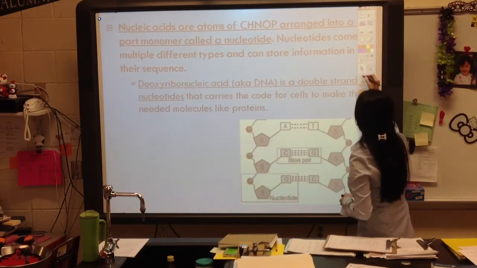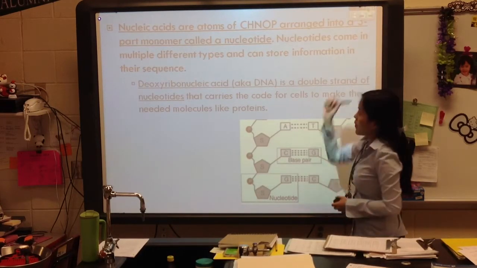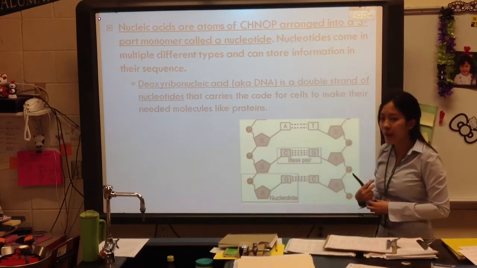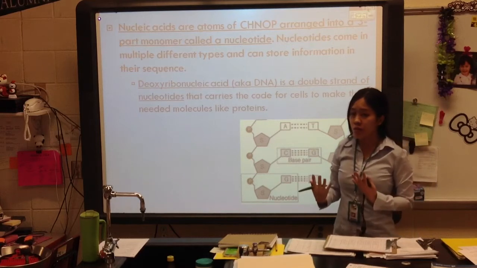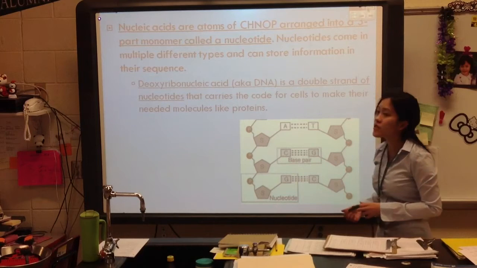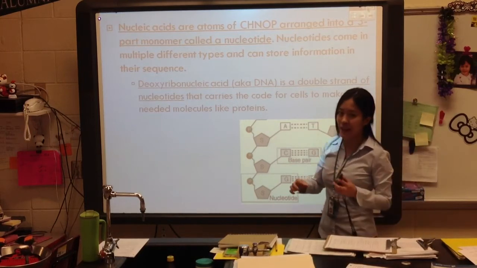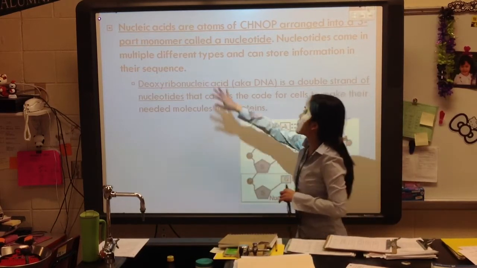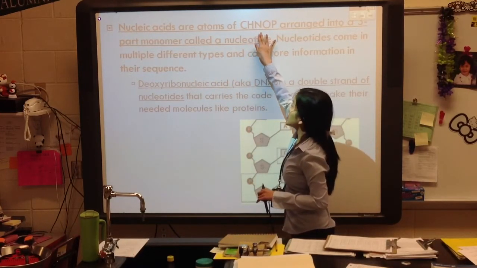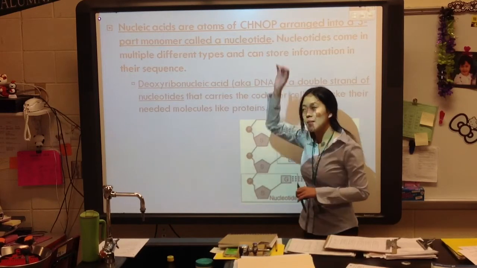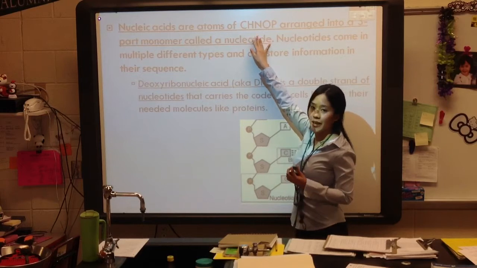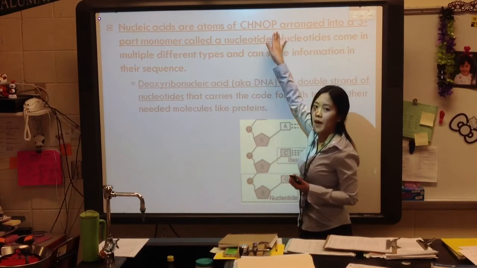But for today, we're actually going to start talking about our last 2 macromolecules. The first one is a nucleic acid. We saw this word in our vocab sheets. Nucleic acids are molecules that are made up of the atoms CHNOP. Okay? C-H-N-O-P, CHNOP. That's your carbon, your hydrogen, your nitrogen, oxygen, and phosphorus.